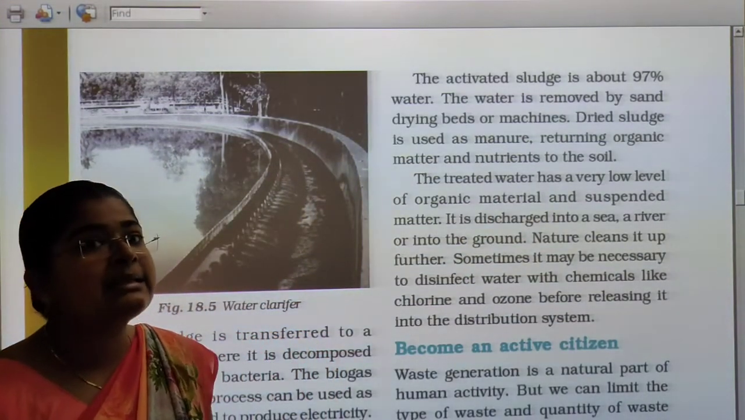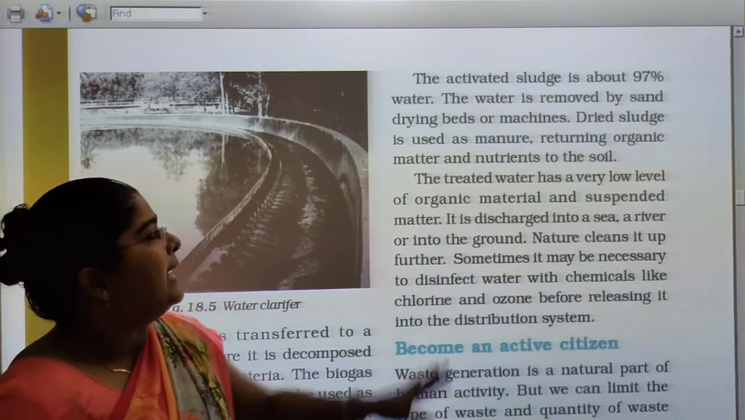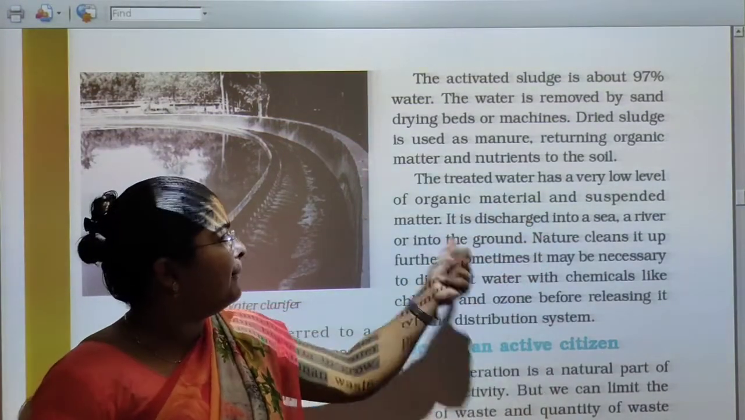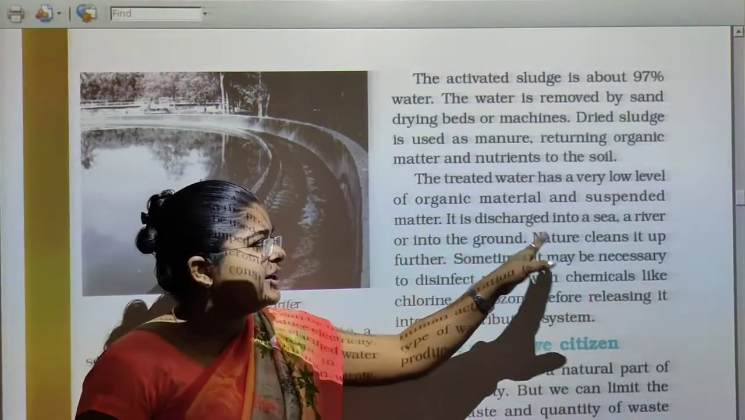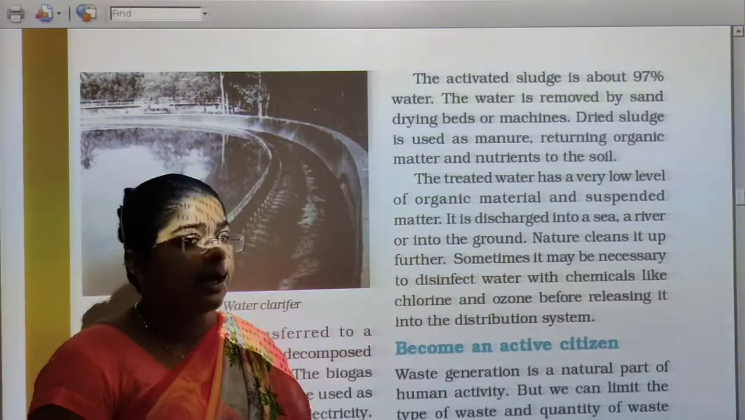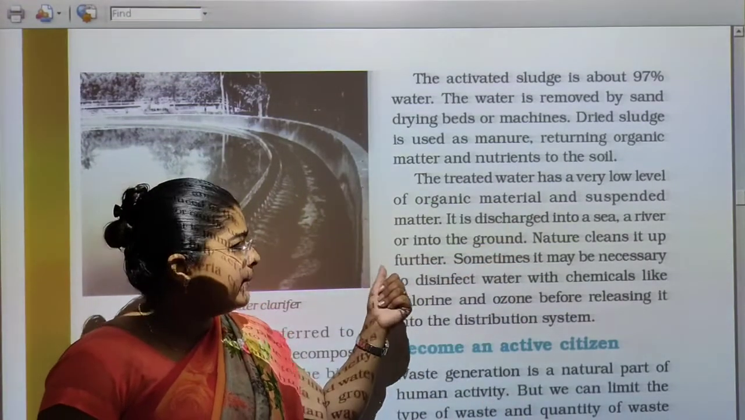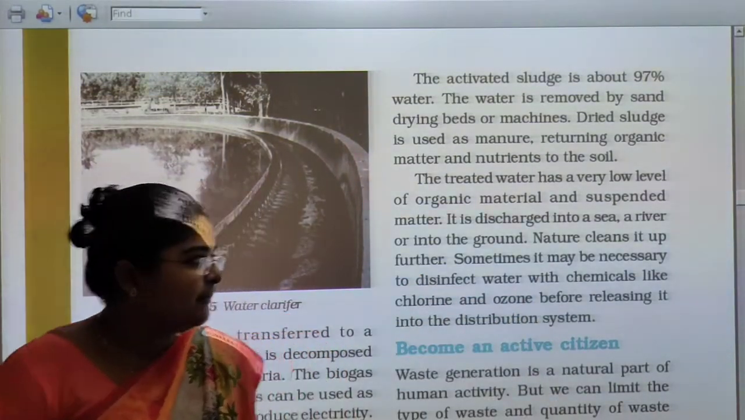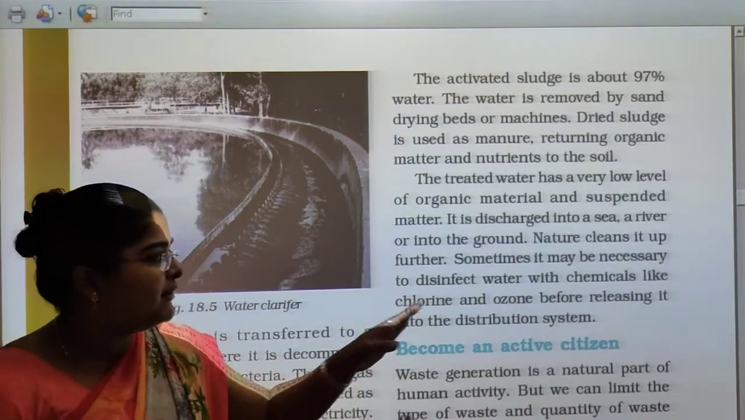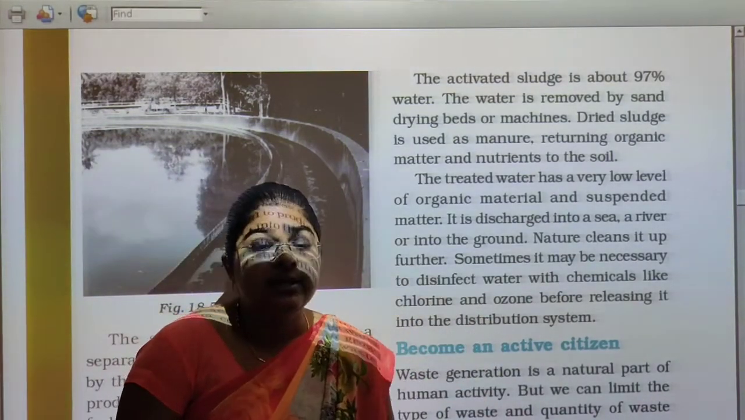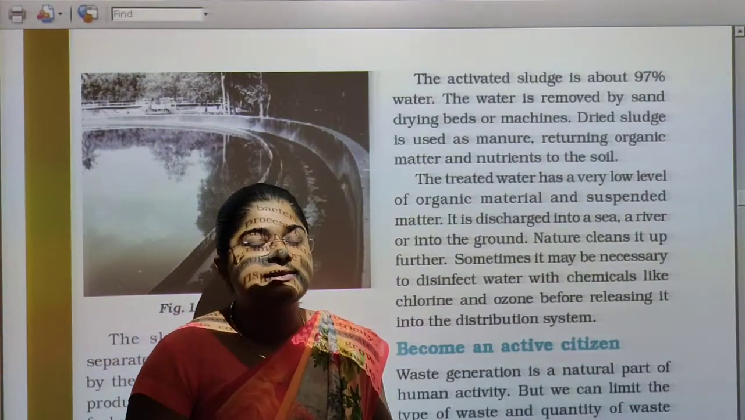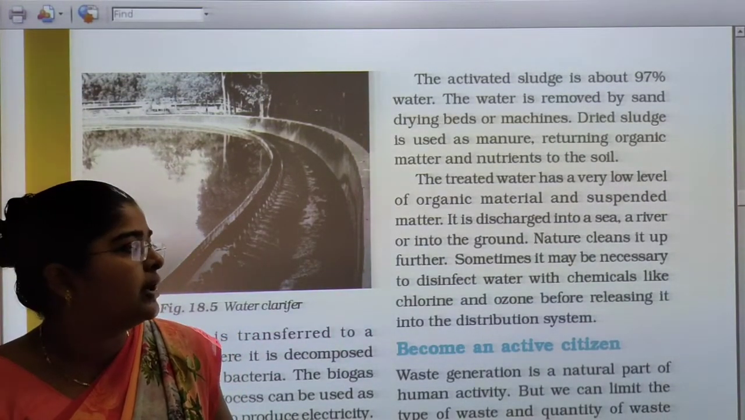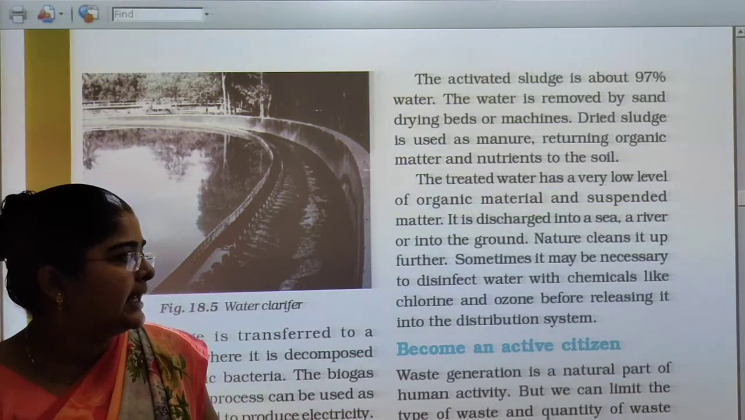So, after dry sludge is used as manure in the field, the treated water has a very low level of organic material and suspended matter. So, it is discharged into a sea, a river or into the ground. Nature cleans it up further. Sometimes it may be necessary to disinfect water with chemicals like chlorine and ozone before releasing it into the distribution system. So sometimes, student, a chemical system is also used to clarify the water, in which we add some chlorine and ozone tablets for clearing the water.